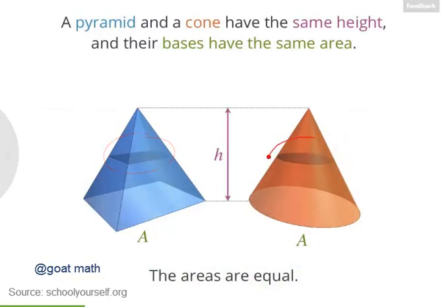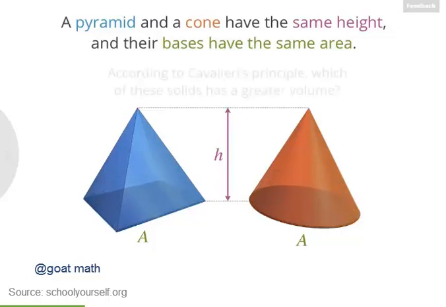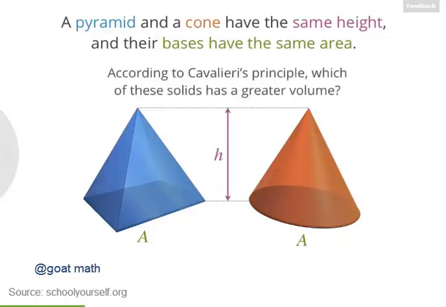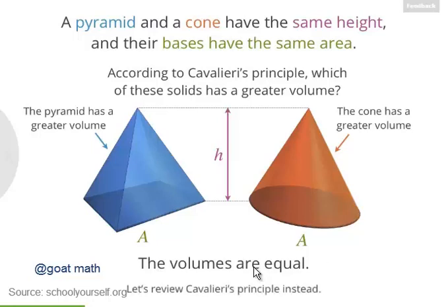Exactly. These two cross-sections have the same area. Since they're both halfway up the solids, it turns out that they each have 1/4 the area of their solid's base. And not only do these slices have matching areas, everywhere along the height, these two solids have cross-sections with matching areas. So according to Cavalieri's principle, which of these solids has a greater volume? Is it the pyramid, the cone, or do they have equal volumes? And if you'd like to review Cavalieri's principle in 3 dimensions, click down here instead.